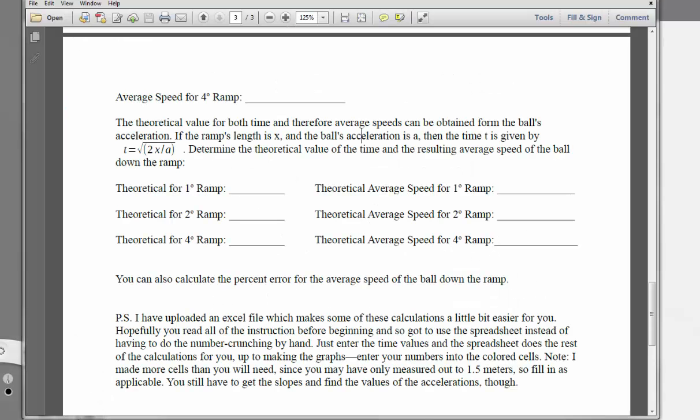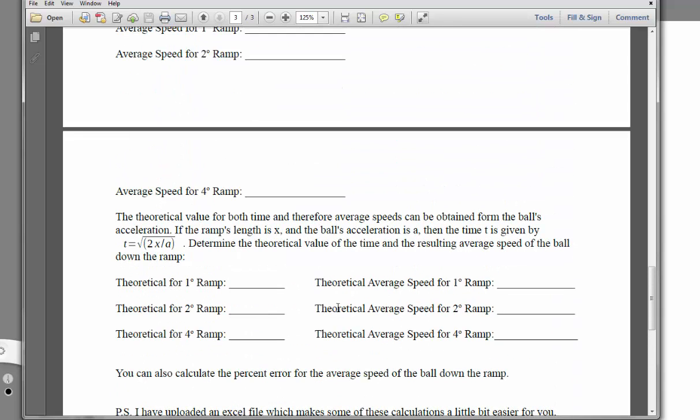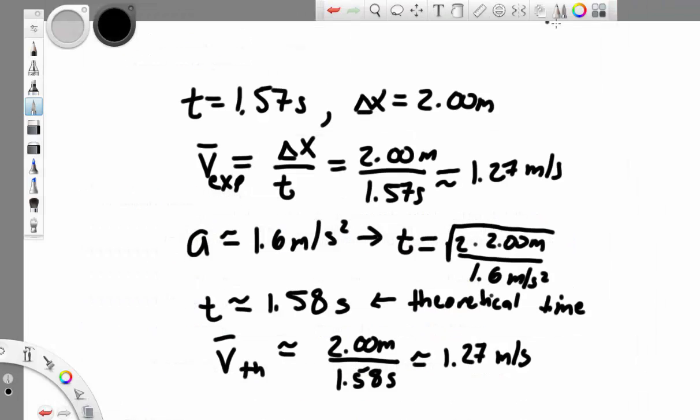So that is a more thorough walkthrough of this lab than in my other video as far as actually seeing what the calculations involved are. I hope that you guys find this supplement helpful, and good luck with the lab.